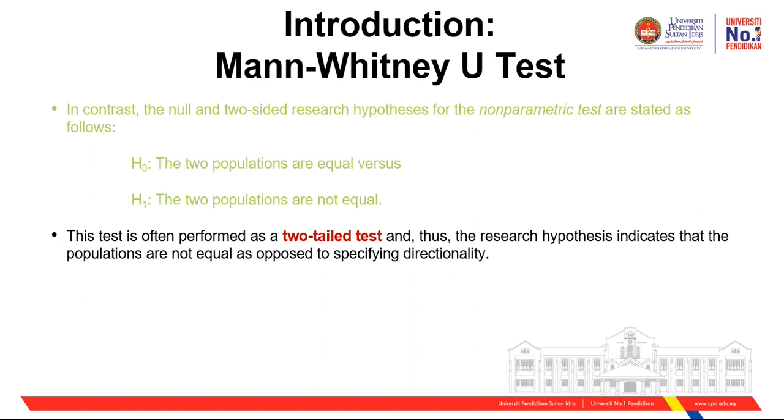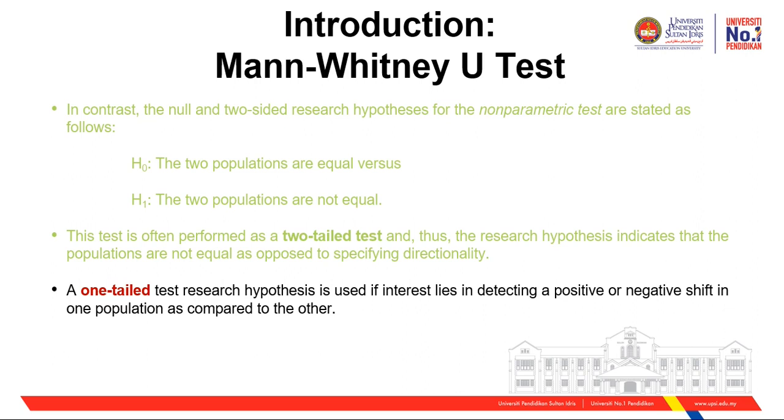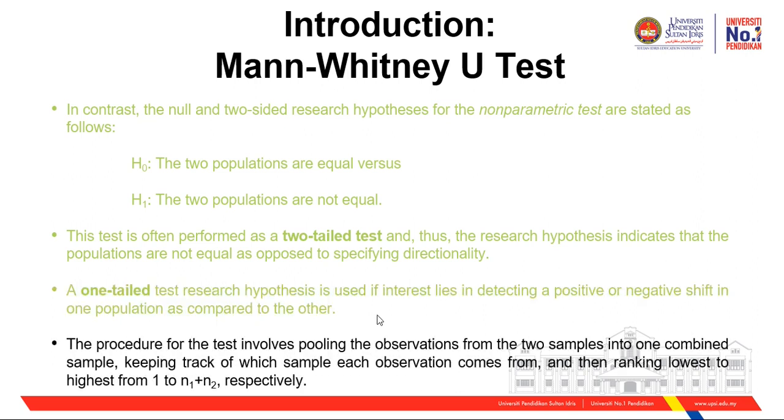When you are dealing with data and you want to analyze using the Mann-Whitney test, please bear in mind that you are referring most of the time to a two-tailed test. A one-tailed test is used if you want to detect a positive or negative shift in one population as compared to the other. How to decide whether it's one-tailed or two-tailed? Most of the time it's based on the question given. I will show you an example later on.